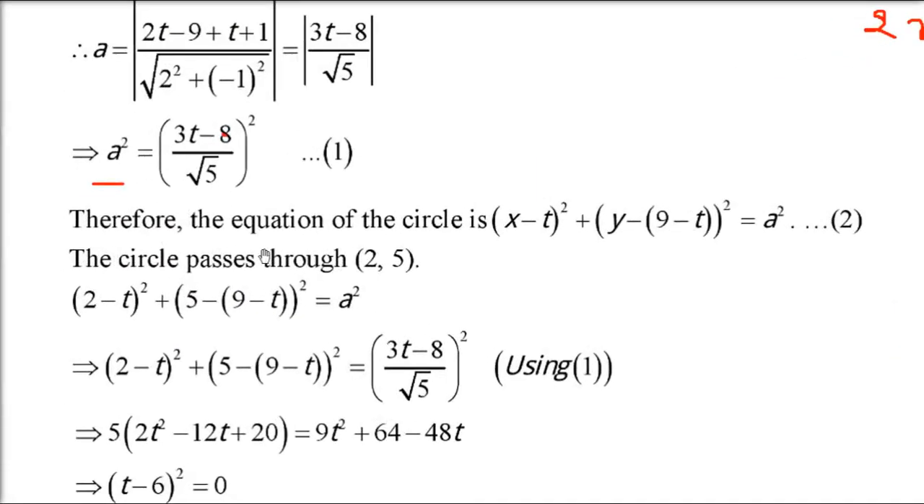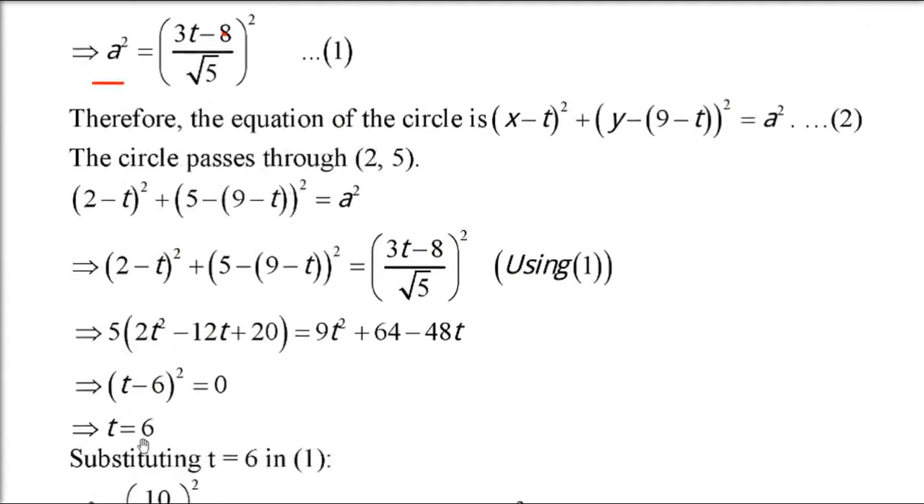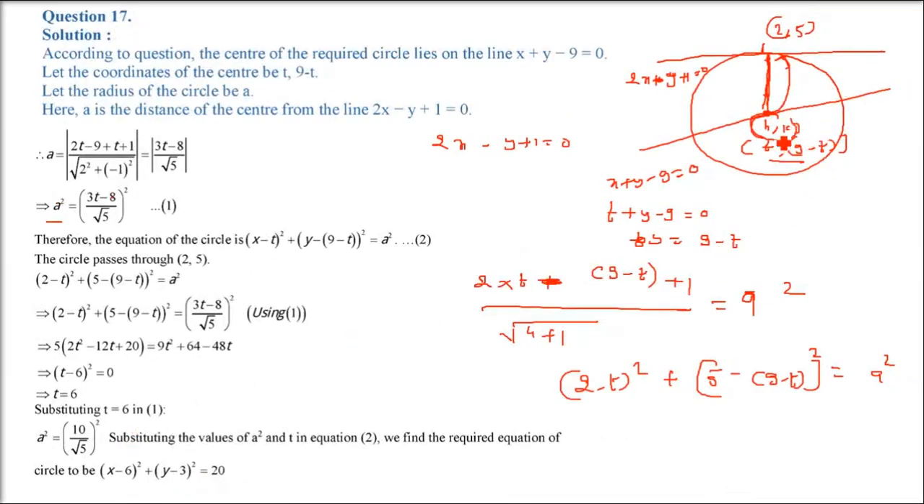I am saying the first condition, second condition, both times we are getting r square, radius square. Just equate it and solve for t. It will be quite easy. It's evident from here, t will directly come as 6. So the center will be 6 and 9 minus 6 is 3. So you have x minus 6 whole square plus y minus 3 whole square equals r square. Since t is known, just put t as 6 in equation number 1, and you will get r square as 20. So this is the final solution.